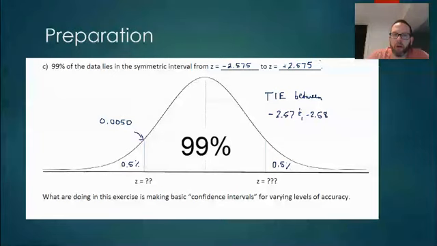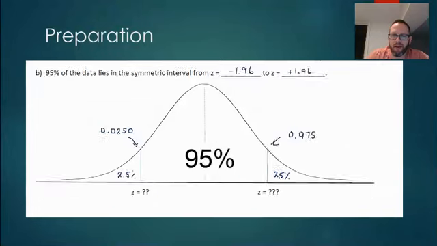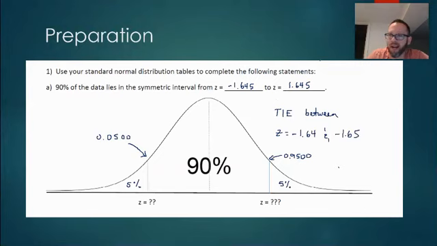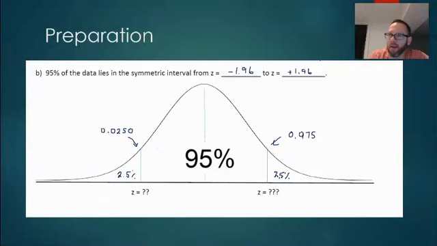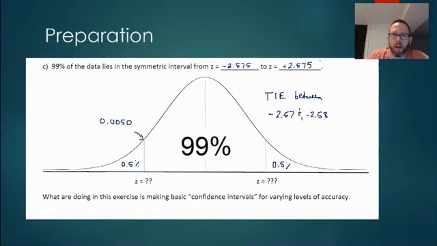So what we've been doing in these 3 exercises is we're making basic confidence intervals. We know that for any normal distribution, 90% of values will be between -1.65 and +1.65 z-scores, approximately. And 95% of data will be between a z-score of -1.96 and +1.96. And then for 99%, between about -2.58 and +2.58. And this is true for any normal distribution.